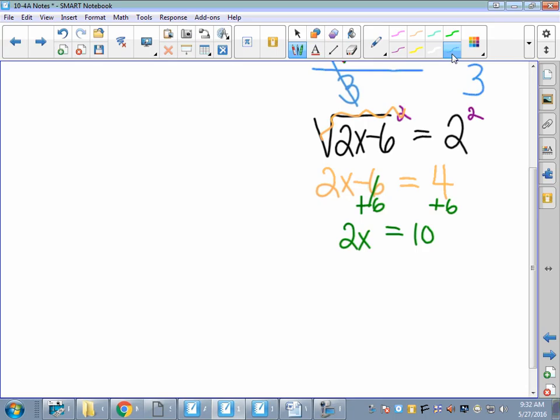And what's my last step? Which gives me what for my x value? I also like a 5.